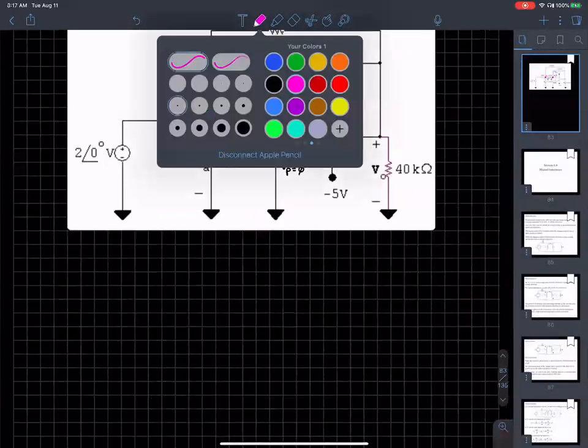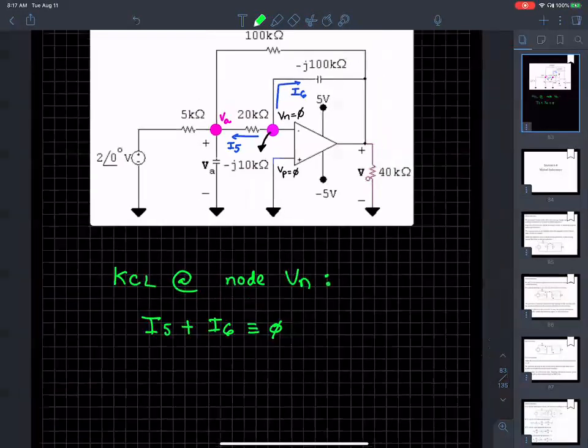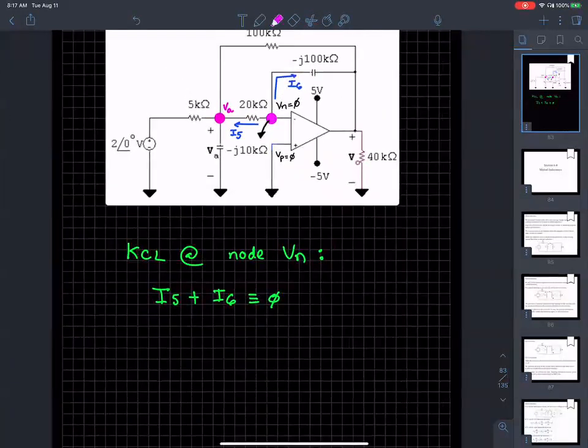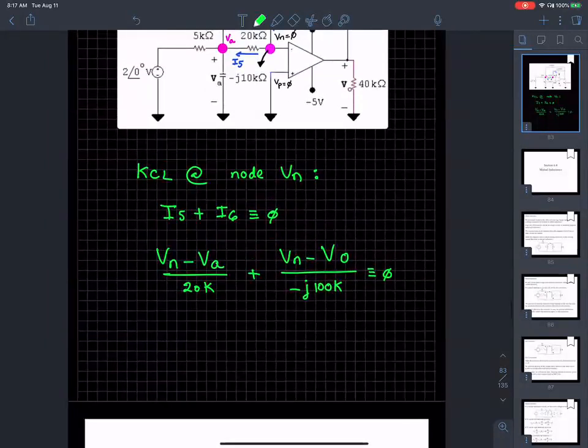And guys, VA. So let's set up KCL at node VN: I5 plus I6, all of that equals zero. That's the KCL equation. What's I5? I'm not going to color code this because there are just two. Okay, you keep it simple. Vn minus Va over 20 kilo ohms plus Vn minus Vo over negative j100K, all of that equals zero. And we know for a fact that Vn is zero.